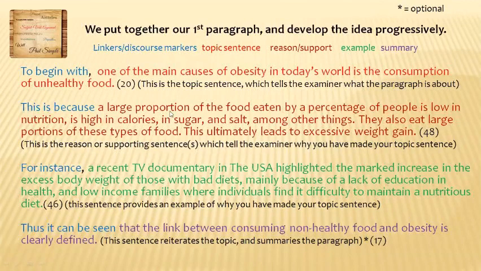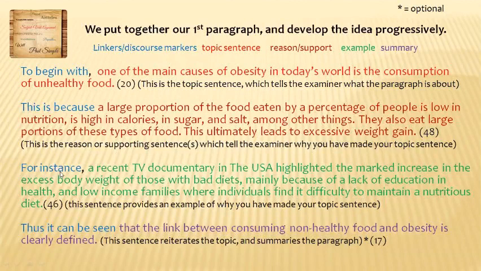Okay, this is because a large proportion of the food eaten by a percentage of people is low in nutrition, is high in calories, in sugar and salt, among other things. They also eat large portions of these types of food. This ultimately leads to excessive weight gain. So this is the reason or supporting sentence which tells the examiner why you've written this. This explains this. Then you give your example.